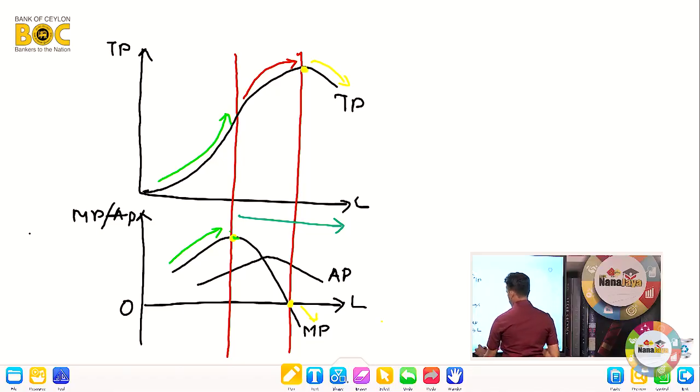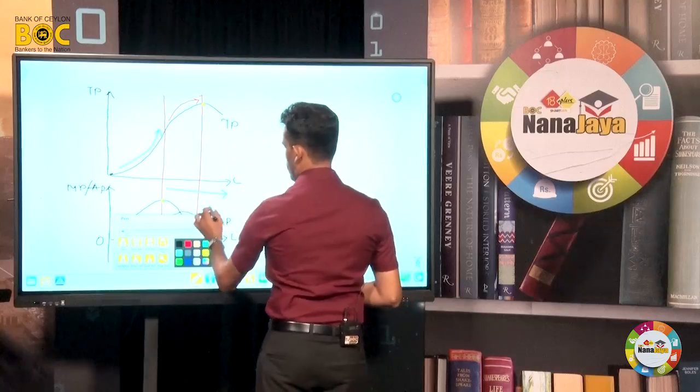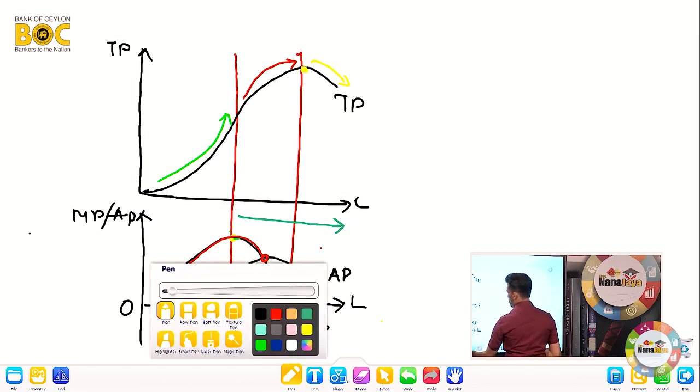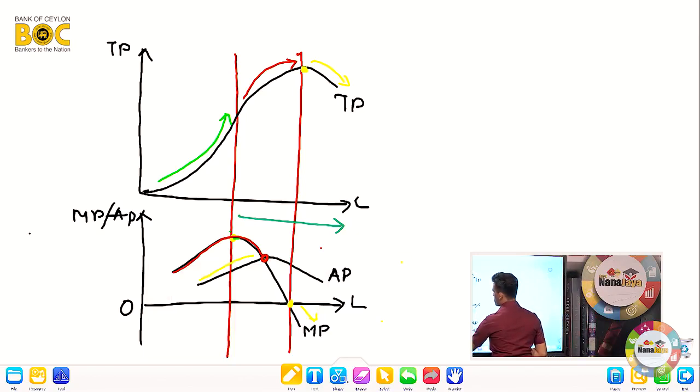Up to this red colored point, the marginal product curve is lying on the top of the average product curve. So, at the stage where the marginal product curve is lying on the top of the average product curve, what happens is, the average product curve increases. The average product of the firm increases.